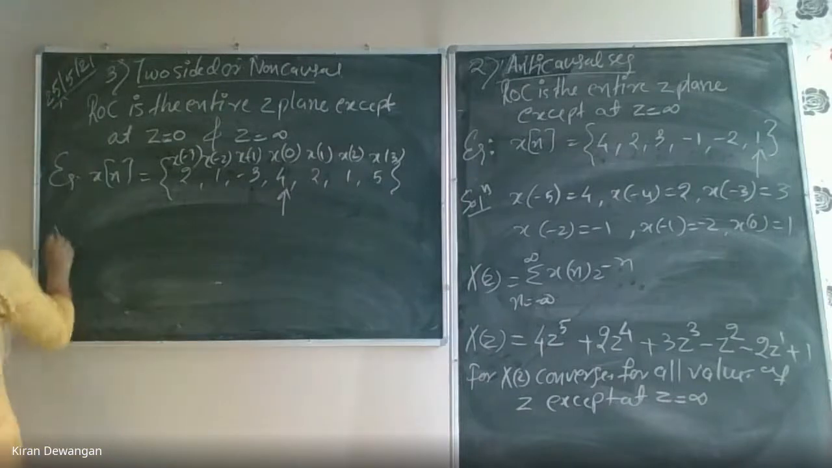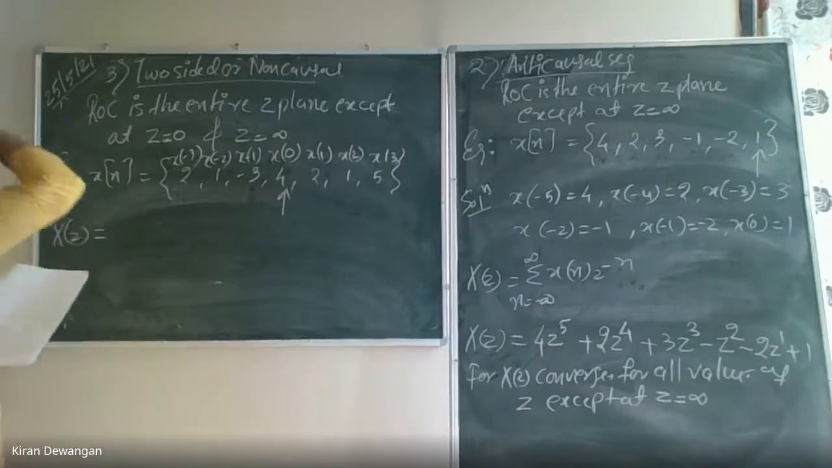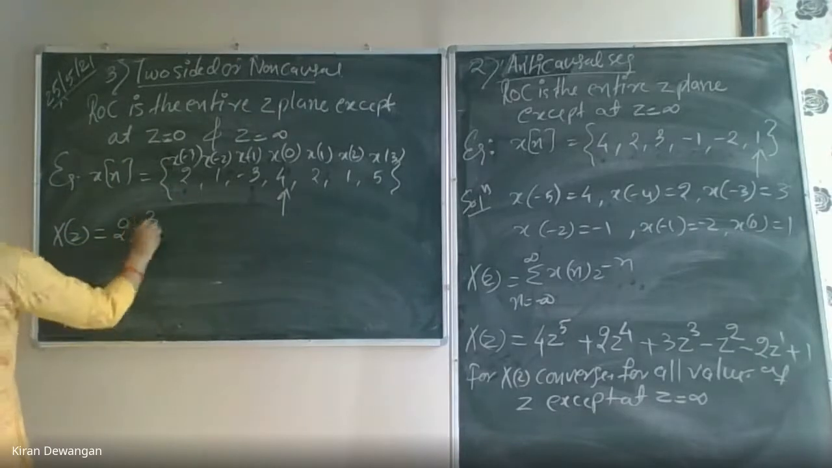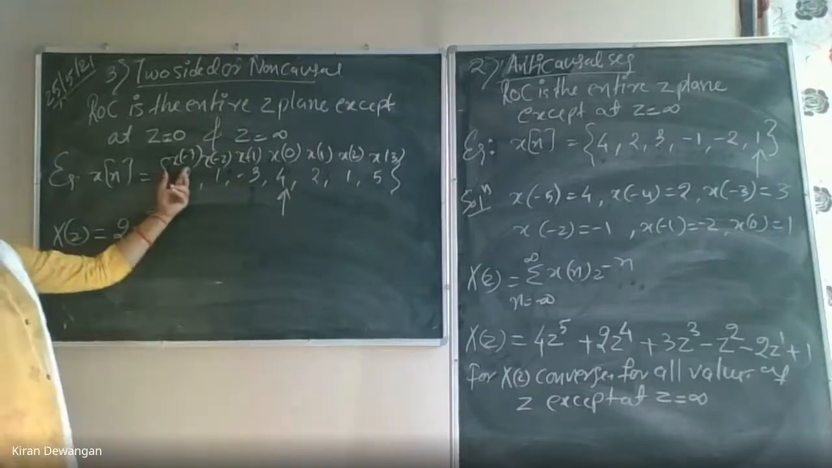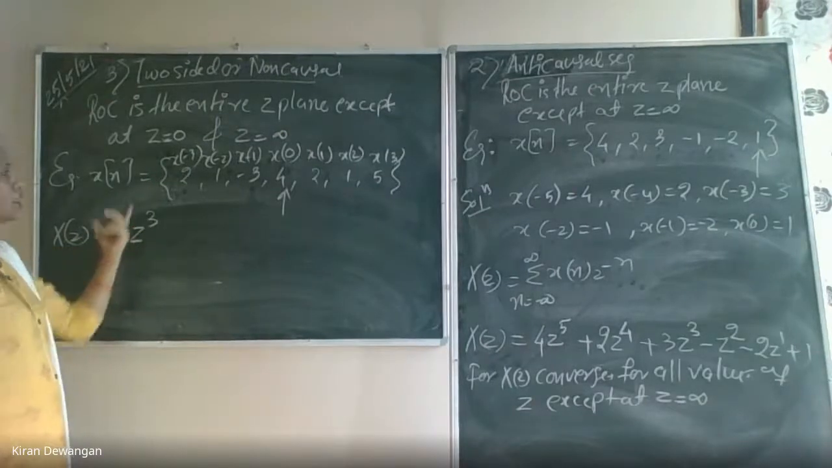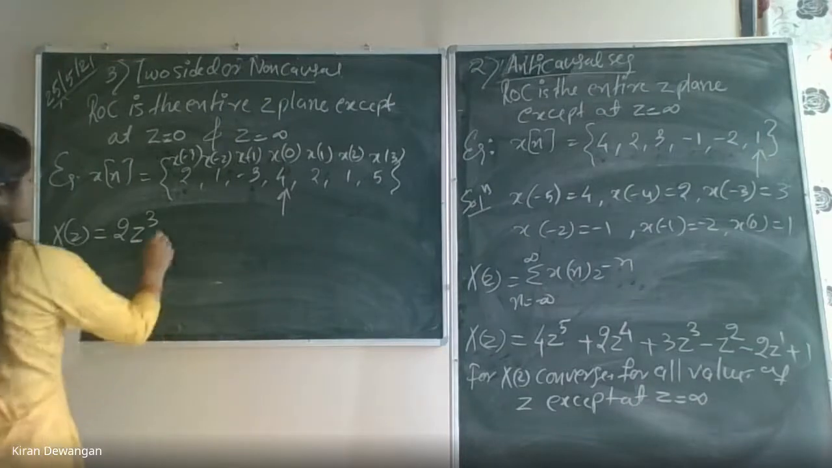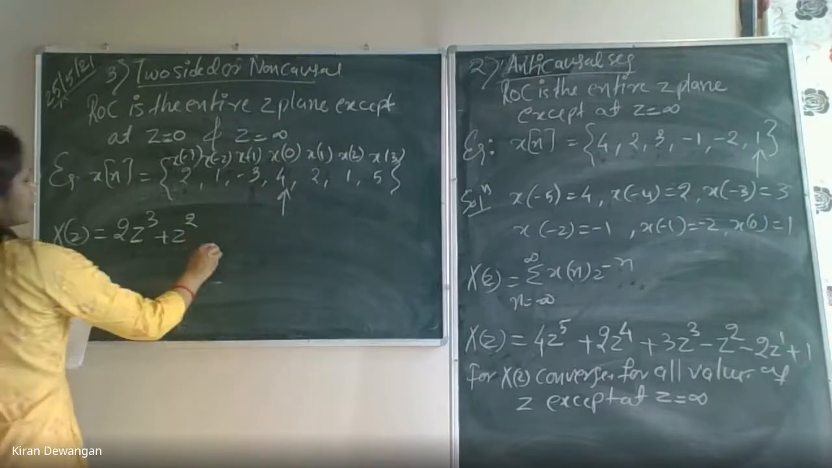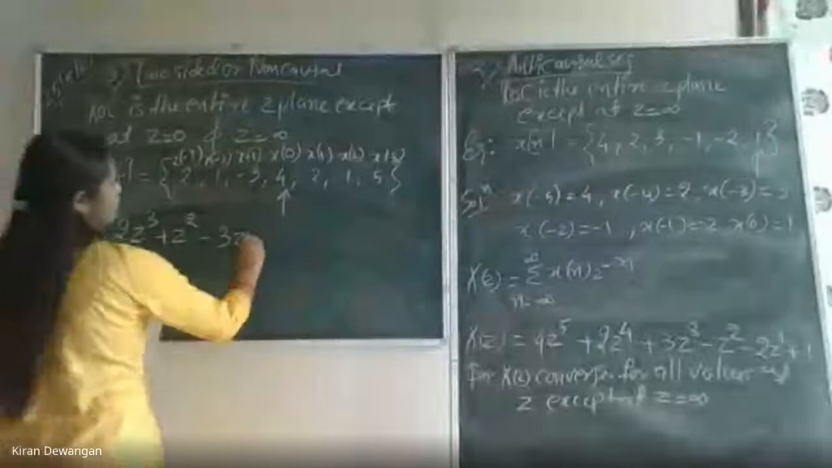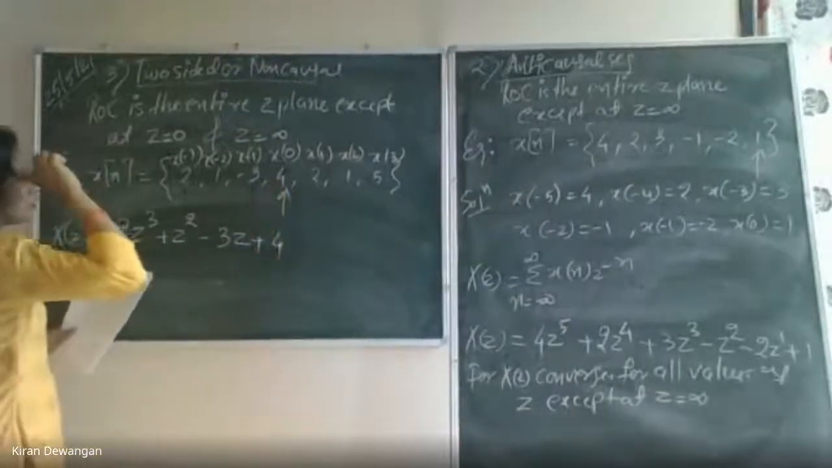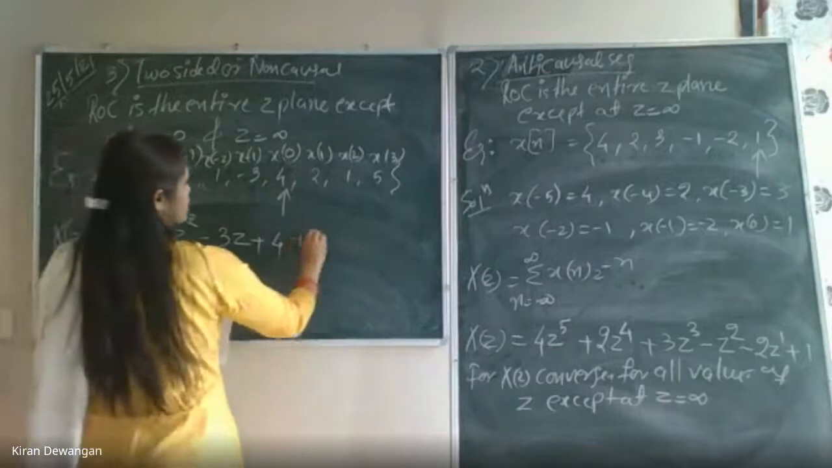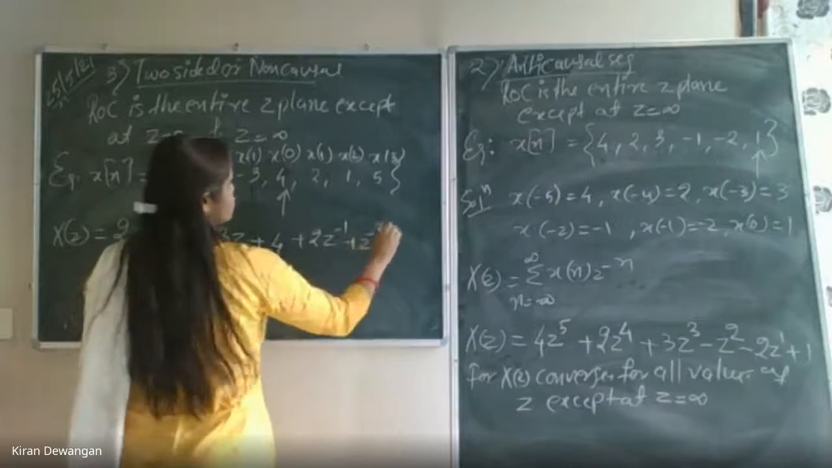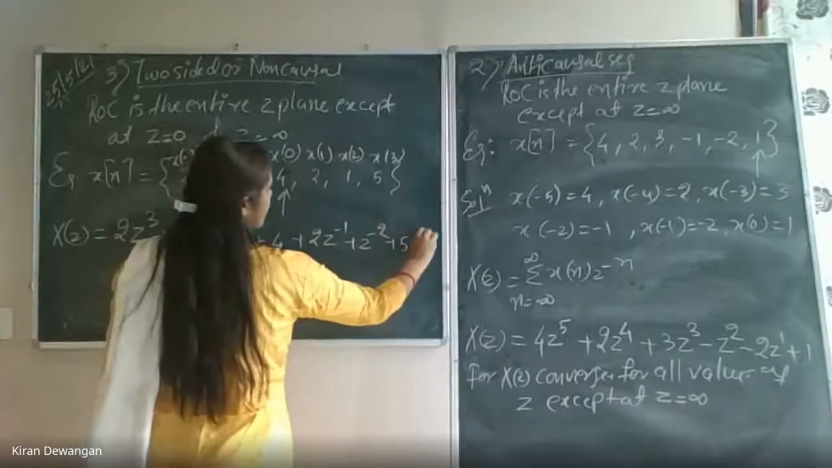If we have to find the X of z, we can directly write the X of z as x of minus 3 से start हो रहा है. That is 2 z to the power 3. Since it is z का minus n होता है, it will become 3 plus z square. Since it is 1 minus 3 z plus 4 z to the power 0, ठीक है, plus 2 z to the power minus 1 plus z to the power minus 2 plus 5 z to the power minus 3.